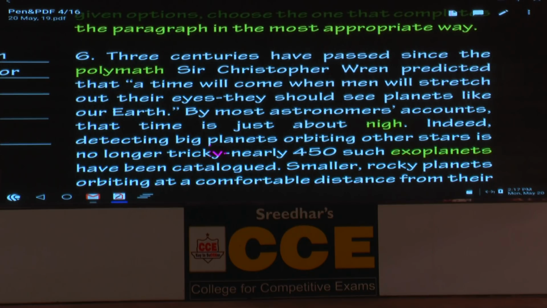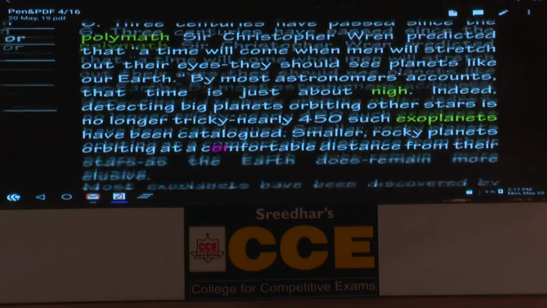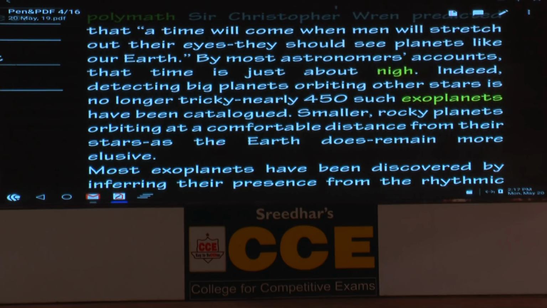Sir Christopher Wren predicted that a time will come when men will stretch out their eyes. They should see planets like our Earth. By most astronomers' accounts, this time is just about nigh. Nigh means near. Near, one of the meanings. Indeed, detecting big planets orbiting other stars is no longer tricky. Nearly 450 such exoplanets, endo, internal, exo, external, out. Exoplanets have been catalogued. Smaller, rocky planets orbiting at a comfortable distance from their stars, as the Earth does, remain more elusive.